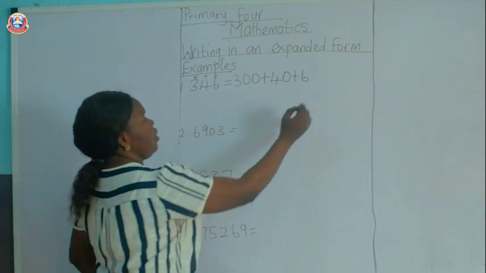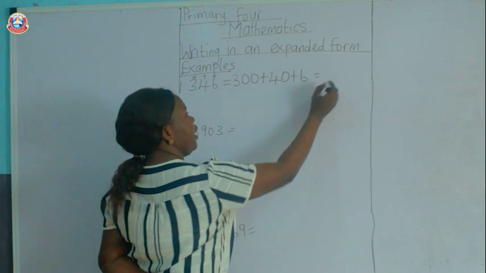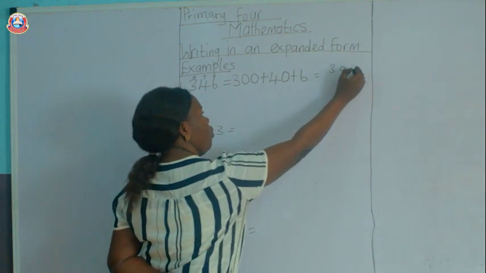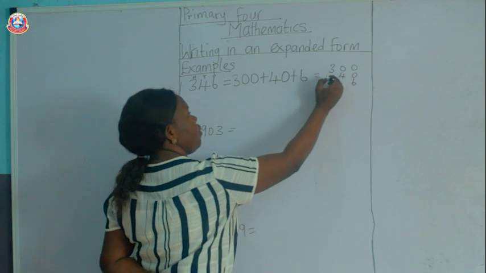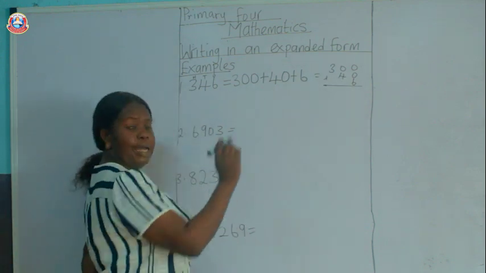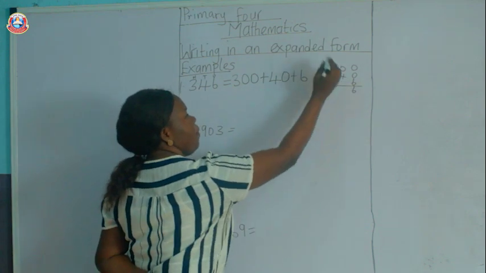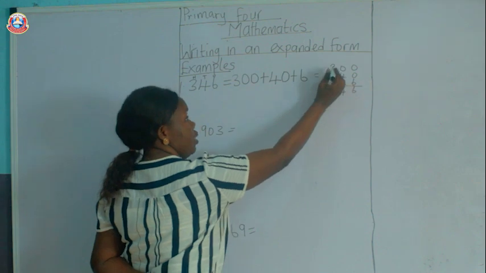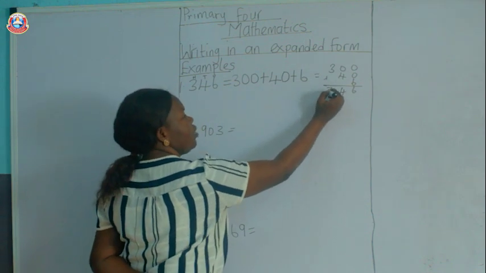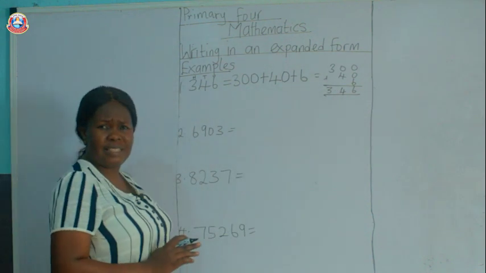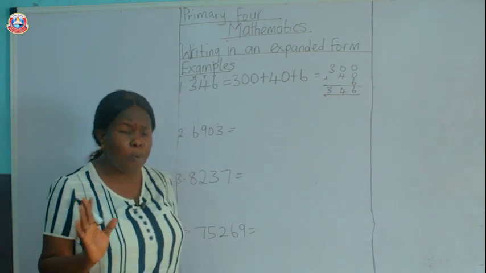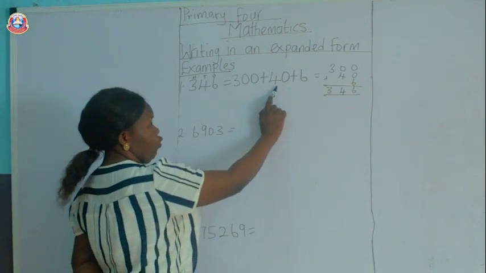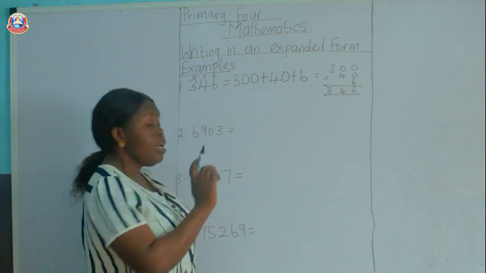Let's see. Now come. Bring it together. 300 plus 40 plus 6. Let's add it. Bring down your 6. Bring down your 4 plus 0 is 4. Then bring down your 3. I have my 346. Are we correct? Did you see how we just expanded it? Is it not very simple? 300 plus 40 plus 6.